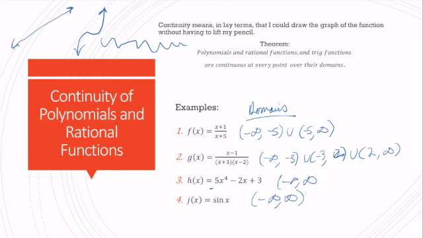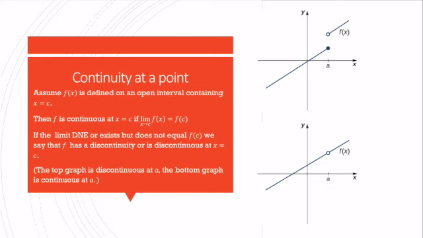Now, let f of x be defined on an open interval containing x equals c. f is continuous at x equals c if the limit of f of x equals f of c. If the limit does not exist, or exists but doesn't equal f of c, we say that f has a discontinuity or is discontinuous at x equals c. So this top graph is discontinuous at a, right? If I'm approaching my limit from the left, it's not the same as my limit from the right, so my limit does not exist. In this case, my limit does exist, so it is continuous.